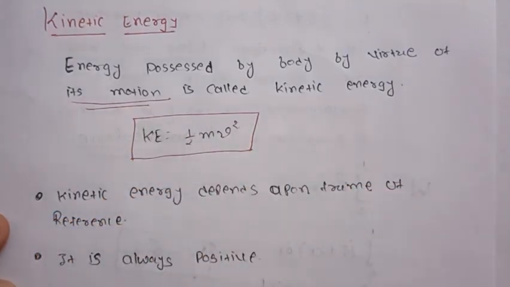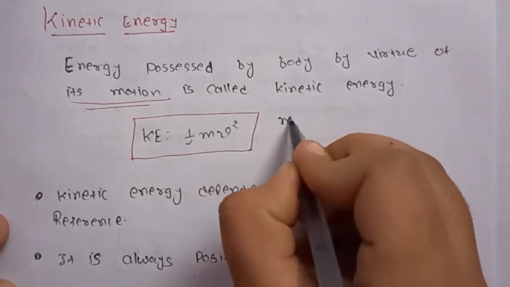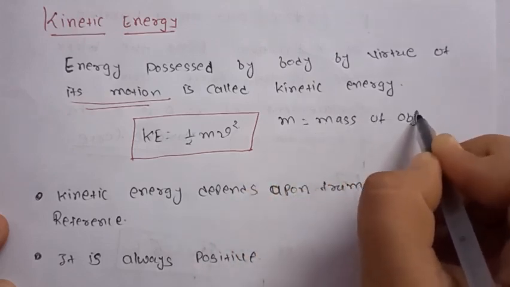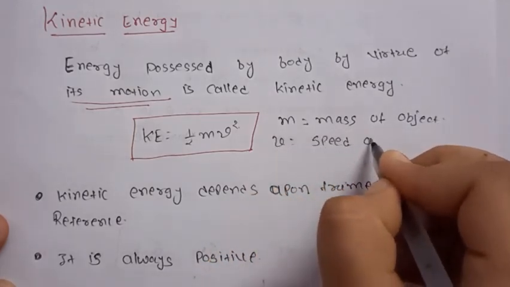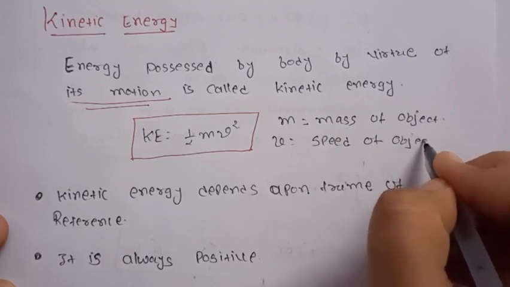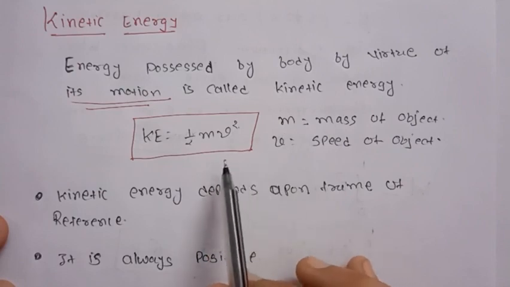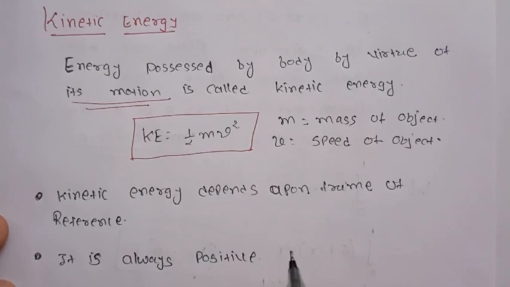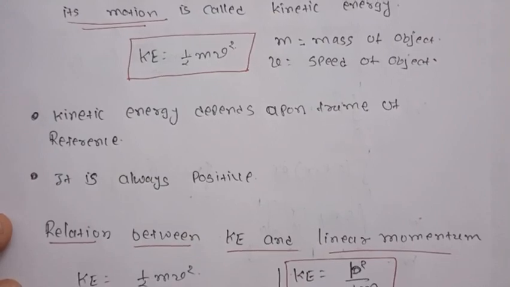The kinetic energy formula is half mv square. Here m is the mass of the object and v is the speed of the object. It is a square, so it is independent of the direction of motion, and kinetic energy or any type of energy is a scalar quantity. The kinetic energy depends upon the frame of reference.